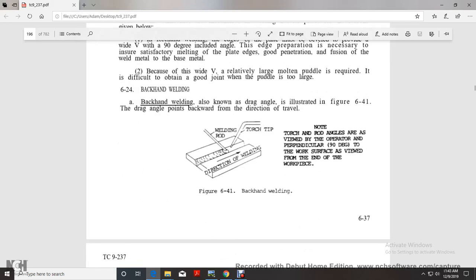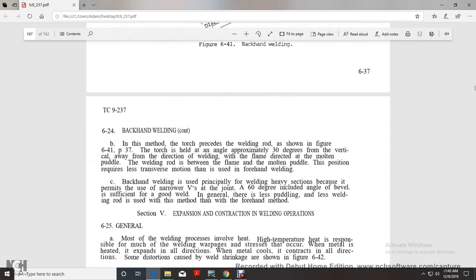Backhand welding. Backhand welding, also known as the drag angle, is illustrated in figure 641. The drag angle points backward from the direction of travel. Note the torch and rod angle, the view for the operator with the perpendicular work surface view from the end of the work surface: weld rod and torch tip. Alright, in this method the torch proceeds ahead of the welding rod, shown in figure 641. The torch is held at an angle of approximately 30 degrees from the vertical, away from the direction of the weld, with the flame directed at the molten puddle.